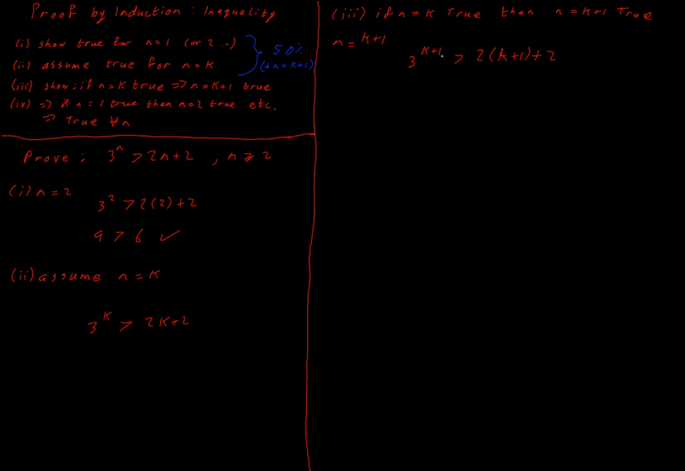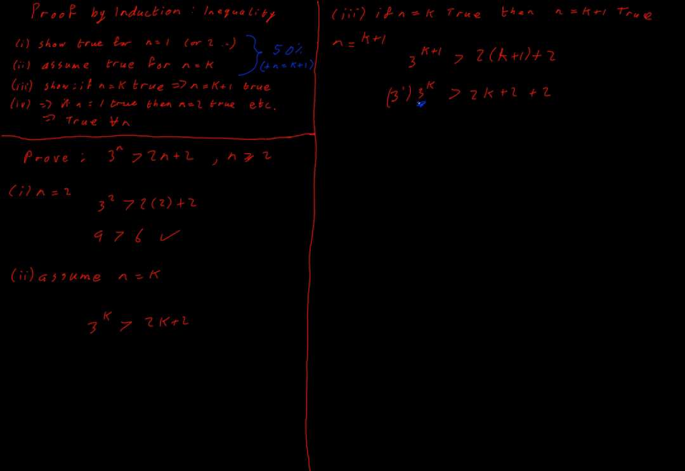If I am adding my powers, it means that I was multiplying the base numbers. So I have 3 to the power of 1 multiplied by 3 to the power of k. This is the same as this. Adding my powers, multiplying my bases. I multiply out my brackets here. I get 2k plus 2 plus 2. This part here, this is the trick, if you like, of this type of proof. This part here, I have assumed it is greater than 2k plus 2.